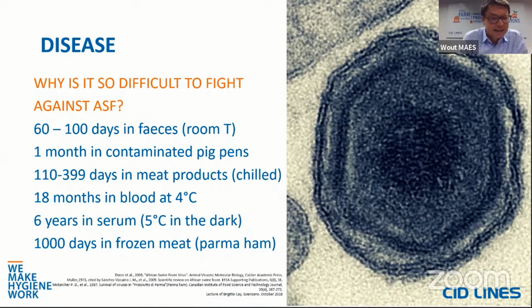What is the next relevant figure? It's the survival time in meat and meat products. It means if you have ham, if you have let's say lunch boxes of the people working in the farm, they are produced with contaminated meat. You give this spill to your pigs, or you just imagine your employees are just giving the leftovers from their lunch to their pigs. Then you have a risk that it's contaminating.